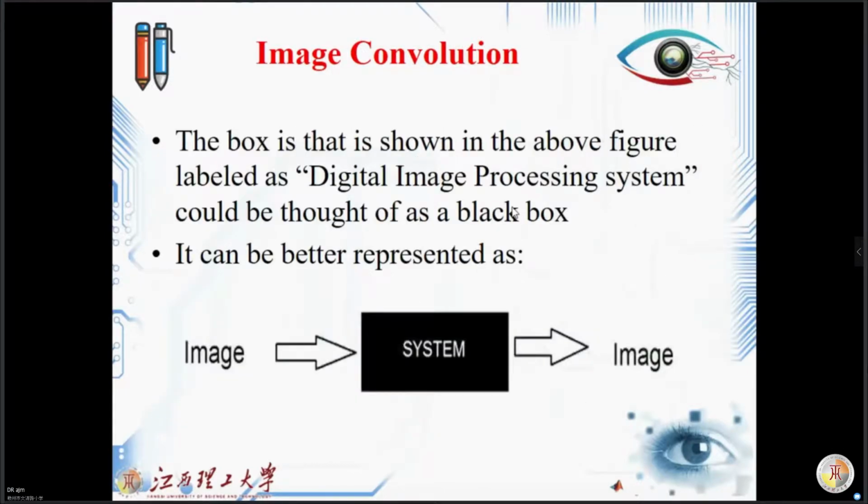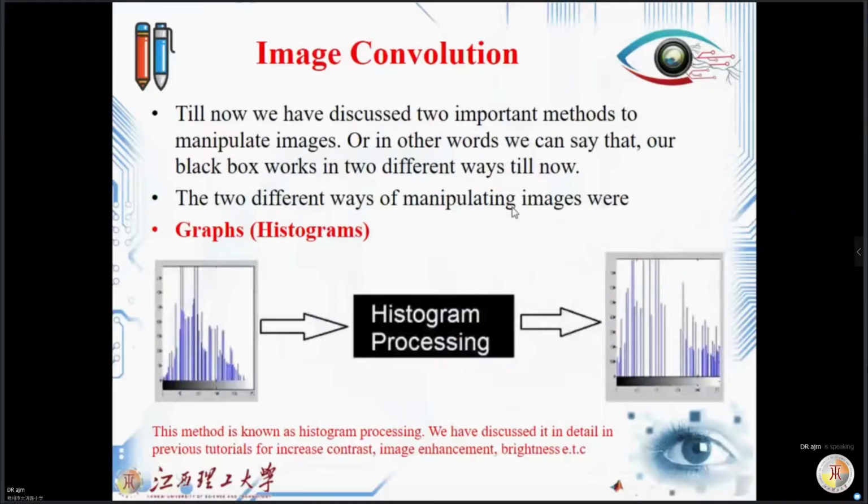Maybe it is a good idea that we can treat this whole system as a black box. In this box, which is shown, we can label it as the digital image processing system, and then we have an image as the input and an image at the output side. Till now, we have two important methods of manipulating an image, or in other words, our black box can work in two different ways.